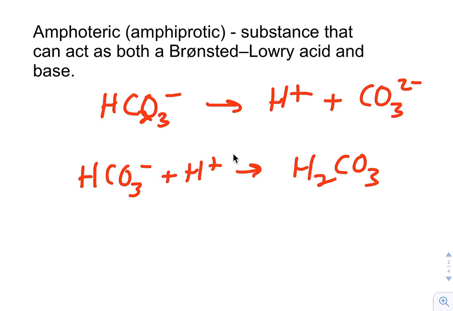Right? So this is kind of an interesting property. So that makes this amphoteric, meaning that it can both act as an acid and a base by donating a proton or accepting a proton.